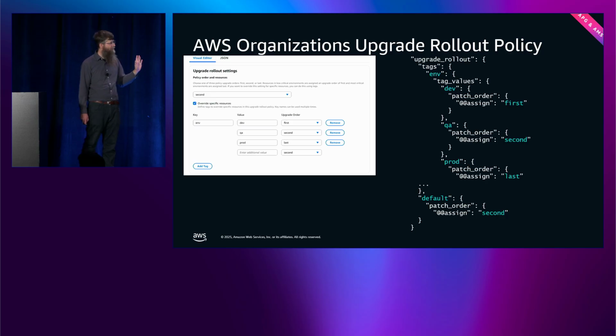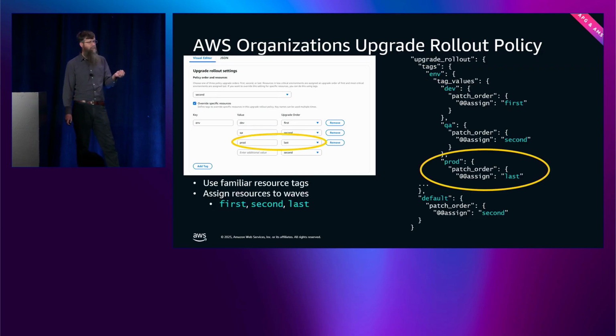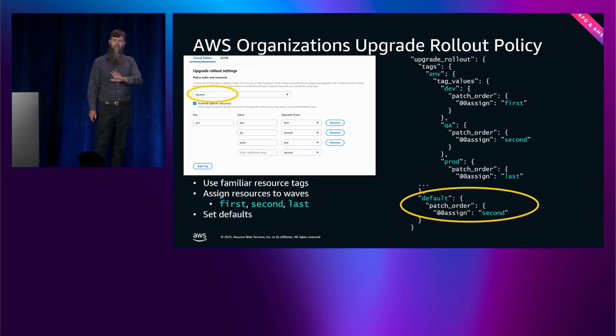So on the left, we have a GUI screenshot. On the right, we have the JSON version of the same thing. What this means is that you set a policy based on tags. Here we have a tag called env. And we say that any resource inside my AWS organization, that might be an account or a DB cluster, that has an env value of prod will be upgraded last. And you can see some other ones there. If it has an env value of dev, it'll be upgraded first. And anybody who doesn't have a tag that I recognize, they'll get upgraded second. That's the default at the bottom there.